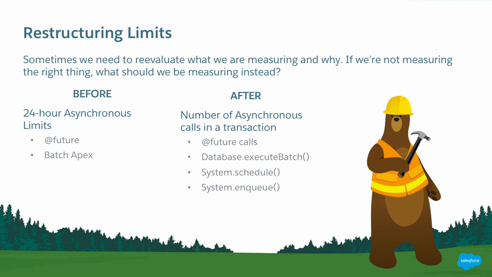And the example that we provide here is where we changed 24-hour asynchronous limits to number of synchronous calls. So rather than having a per 24-hour limit in there, which actually makes no sense, we're instead just looking at the total number of concurrent asynchronous calls there.